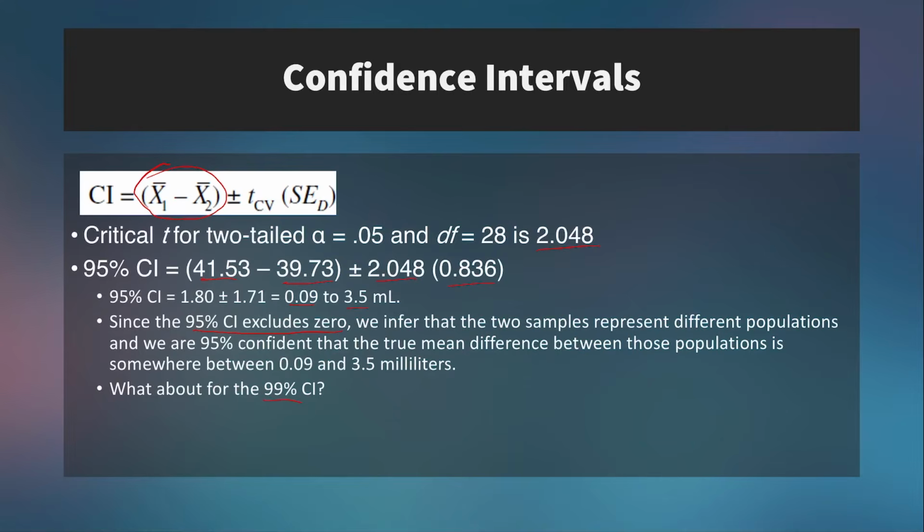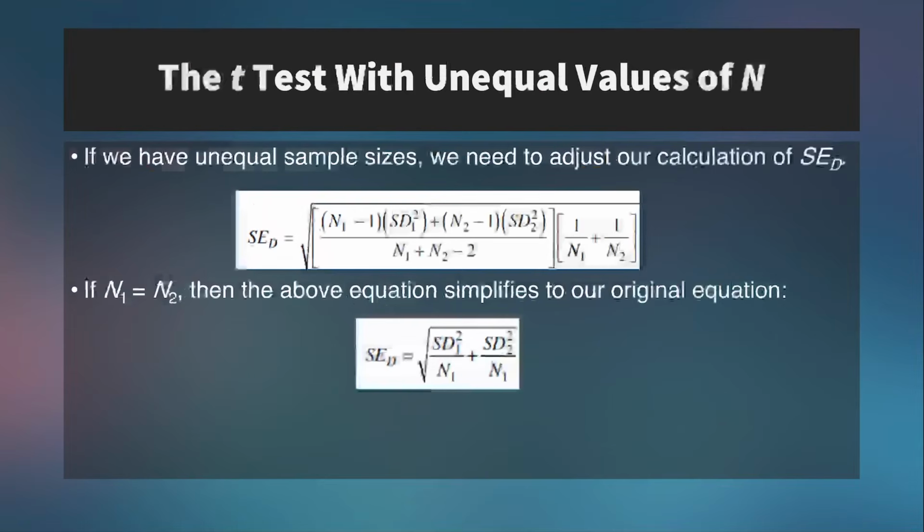Now, if we wanted to do the same thing for a 99% confidence interval, we'd have to go back to the t-table, and instead of looking at the 0.05 level, we go over to the next couple columns over to the 0.01 alpha level, and then we go down and find the critical t-statistic there, and it would lead to a wider confidence interval, because now we want to be 99% confident, not just 95% confident. Now, it's important to note, if you have unequal sample sizes, the calculation does change.